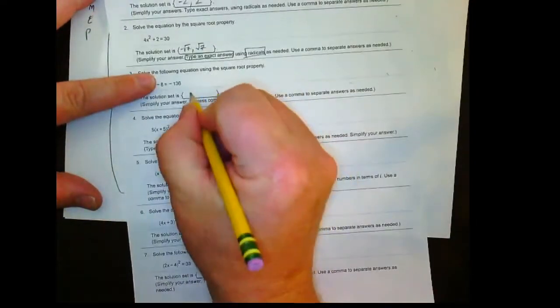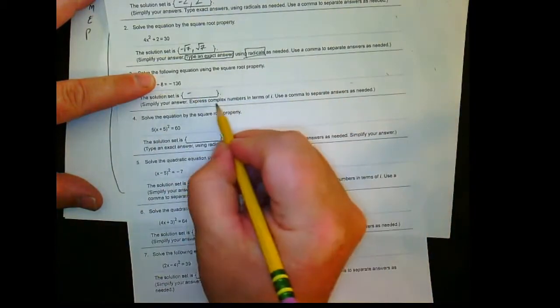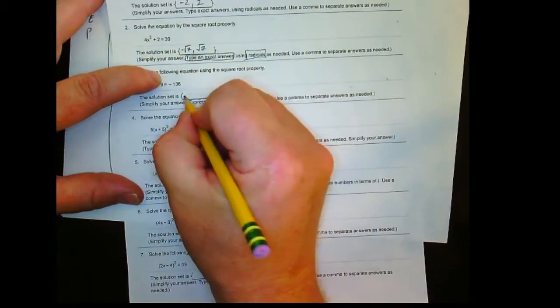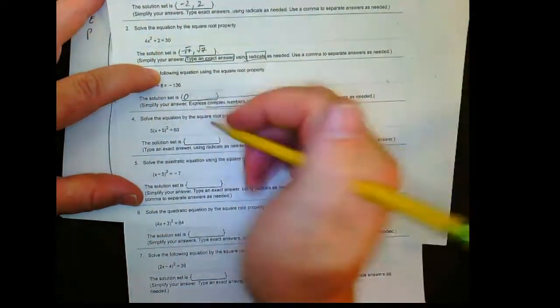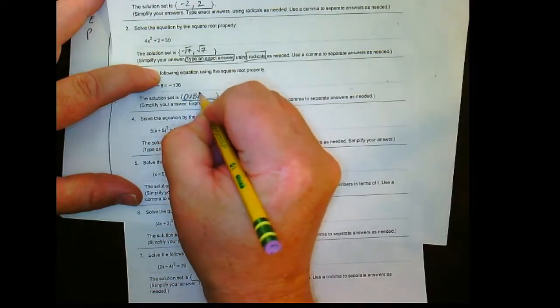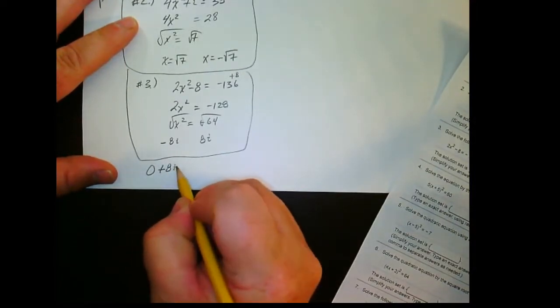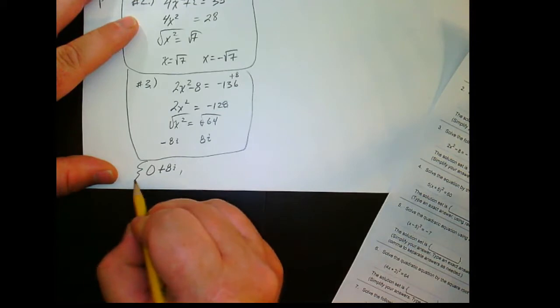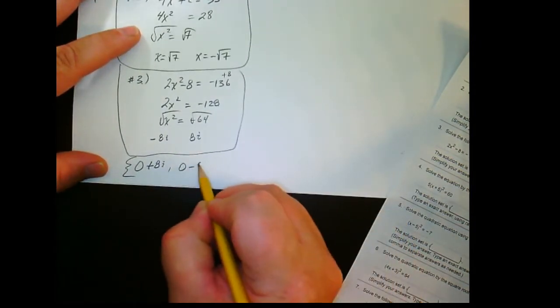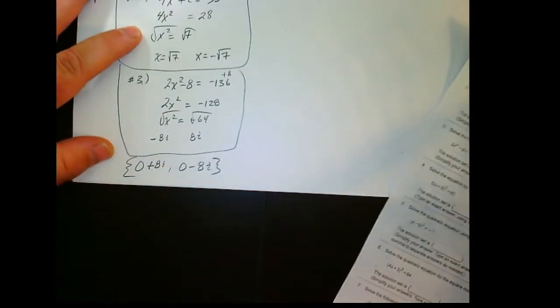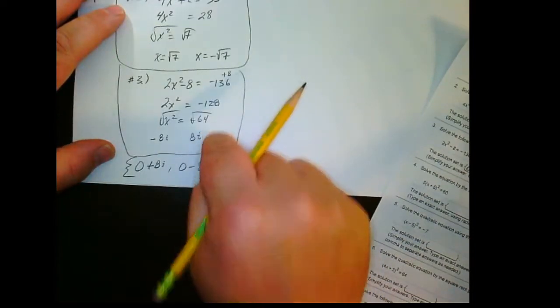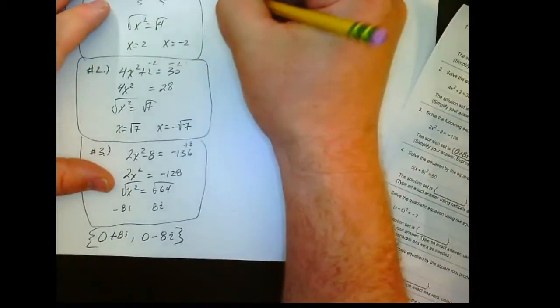So I think our answers are going to be, it says express complex numbers. So I bet it might want us to do this, 0 minus 8i, or plus 8i, and 0 minus 8i. So here, let me write that out. As a complex number, I wonder if it wants us to write it as this, because it does the brackets for set notation. I'm not really sure which one it wants, but either way, we're good there.